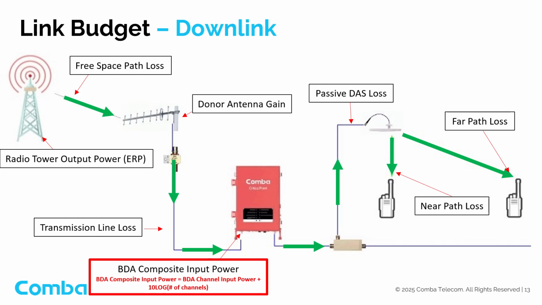In addition to the channel input and output power calculations, it's important to verify that the maximum downlink composite input power to the BDA does not exceed its rated input limit, which could cause overdrive or saturation. If we know the number of channels used in the radio system, we can easily convert from a channel power level to a composite power level by using the following formula. The composite power is equal to the channel power plus 10 times the log of the number of channels.